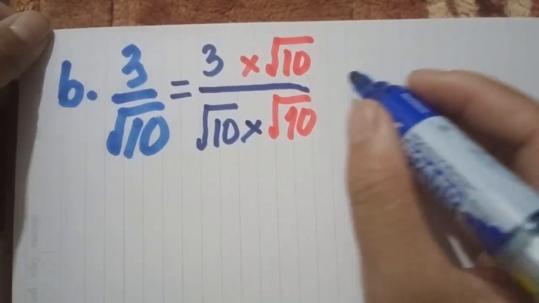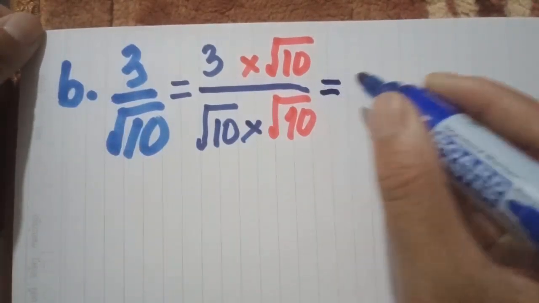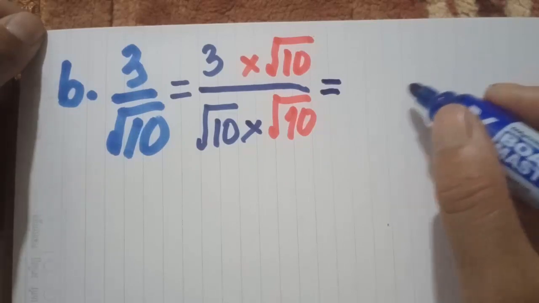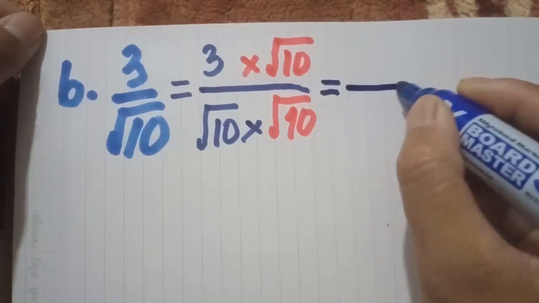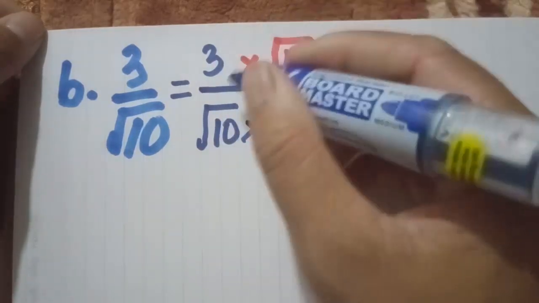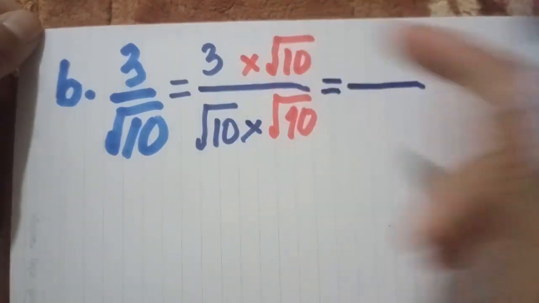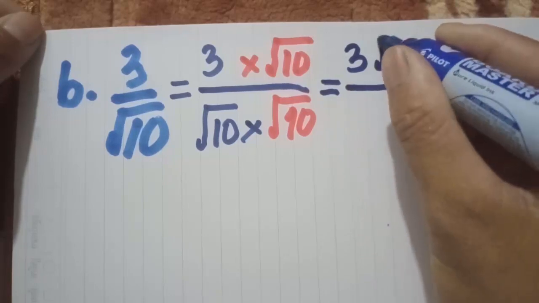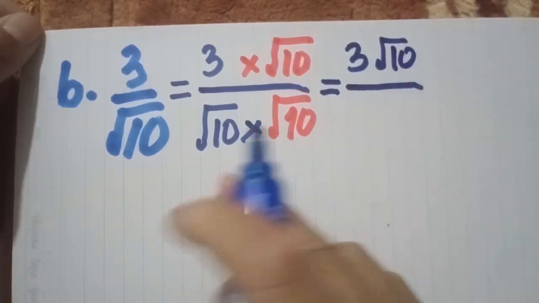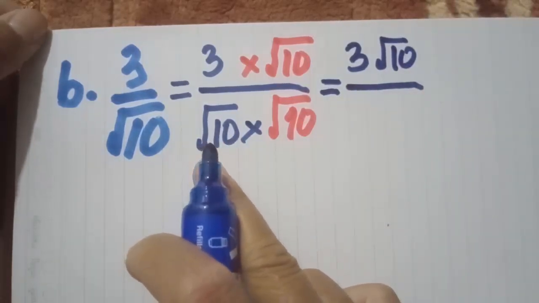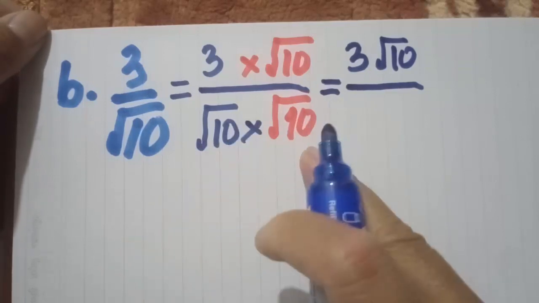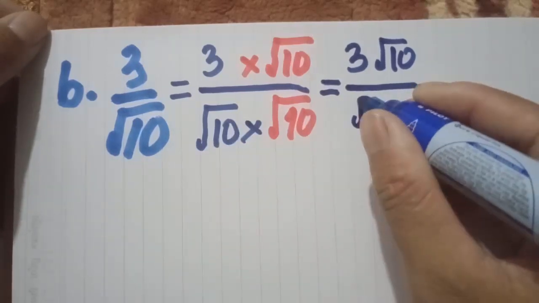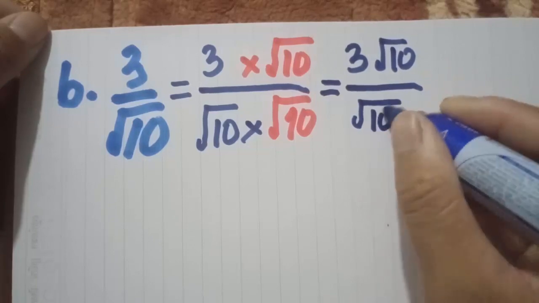Okay, so we write equal. Okay, so now equal, after that we add radical 10. Okay, 3 radical 10, and this, so now 10 and 10, okay, equal 100.